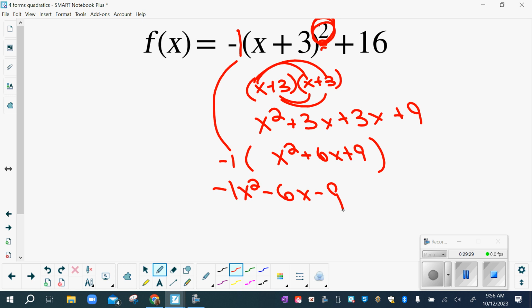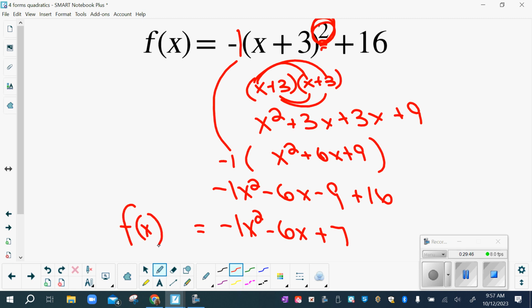The 16. I am not going to lie, you learned this in Algebra 1, but it's been a hot minute. Hold on, let me just keep going. Okay, hold on. I got to keep going. Okay. That is standard form.